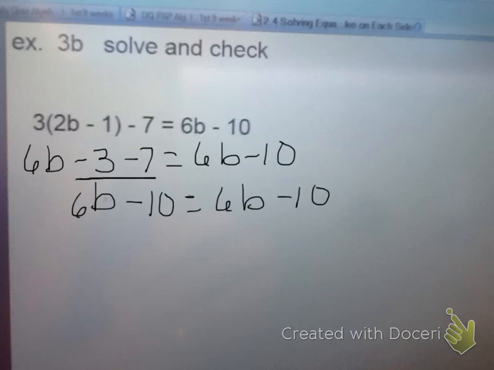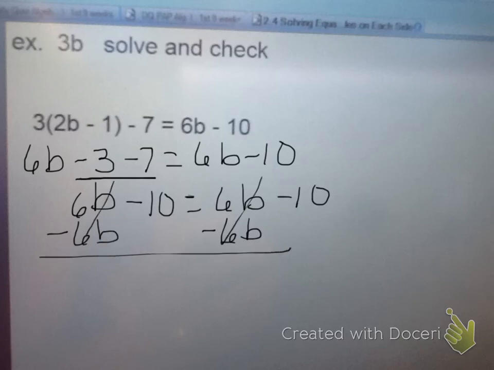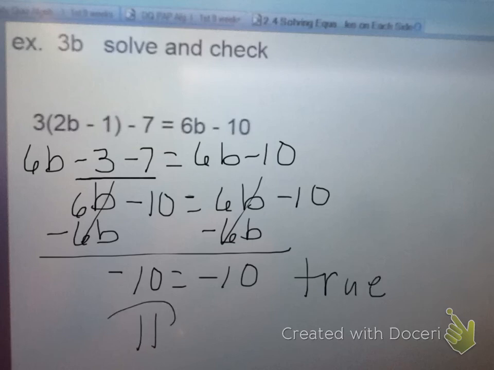Now I can already tell that the left side is equal to the right side, and we talked about this in chapter 1. But I'm going to go ahead and move my 6b's because I want you to move your b's. And then bring down the leftover. Negative 10 is equal to negative 10. The left side is equal to the right side. That is a true statement. And when it's true, the answer is all real numbers.